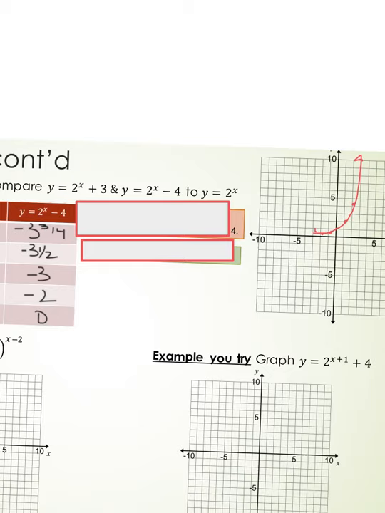Now we're going to graph the middle column, y equals 2 to the x plus 3. And notice that we had -2 and 3 and 1/4. And we had -1 and 3 and 1/2. 0 and 4. We had 1 and 5. And we had 2 and 7.